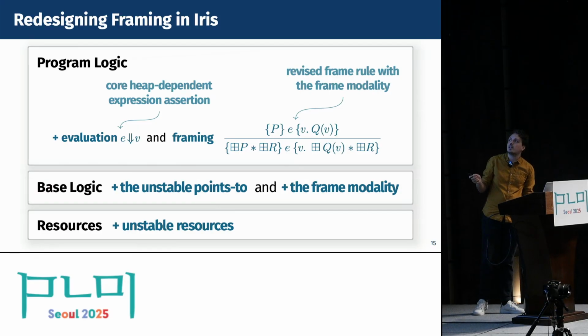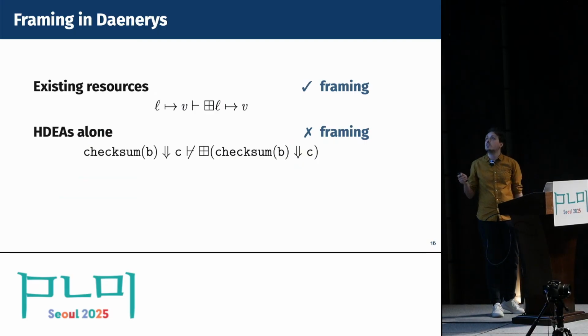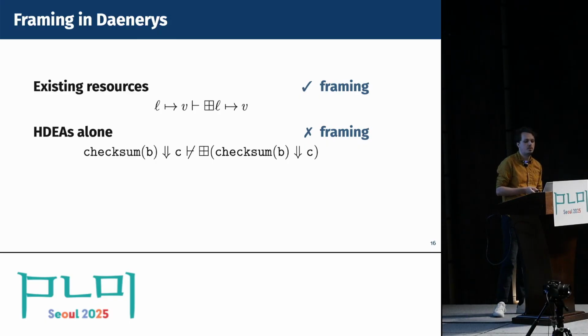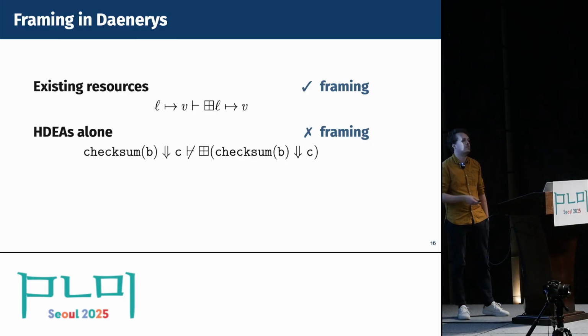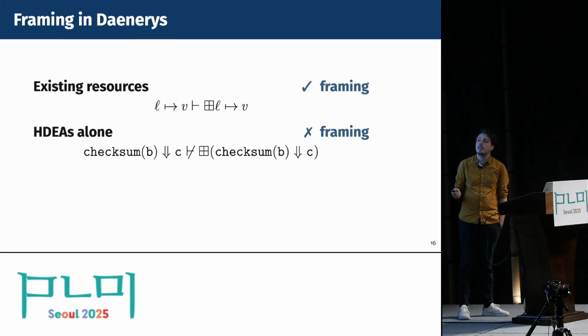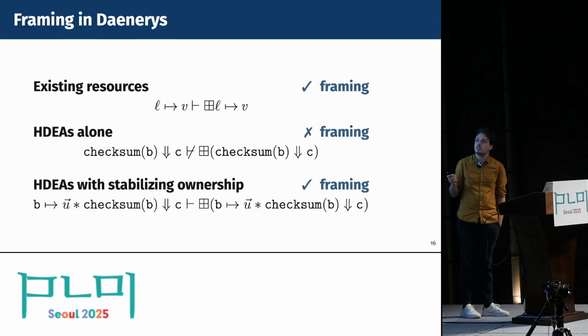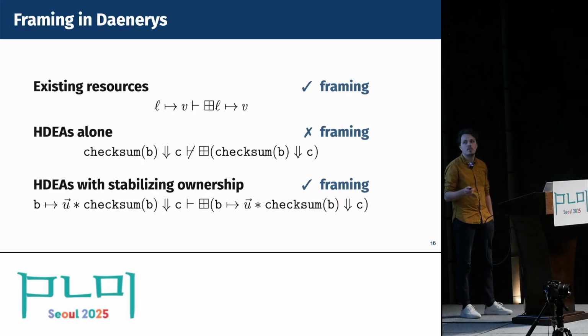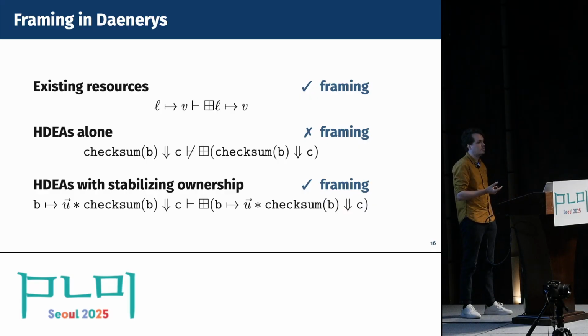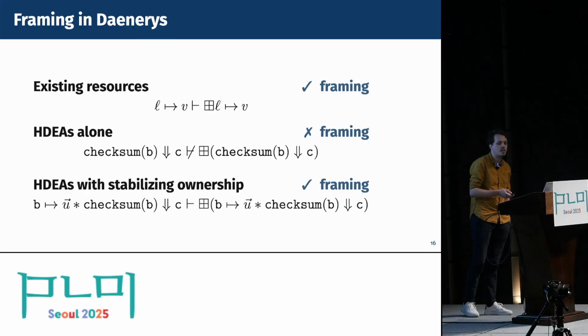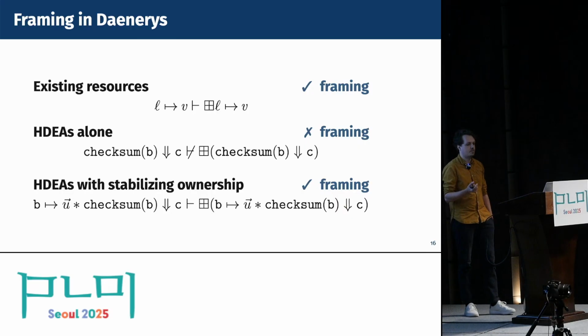I want to linger on that last point for just a second and explain how framing now works in Daenerys. For existing resources, such as points-to that carries ownership, we can just put them inside of a frame modality, which means we can arbitrarily frame them. Heap-dependent expression assertions alone cannot be framed. As we saw earlier, that would be unsound. But what we can do is, if we have a heap-dependent expression assertion, together with enough ownership to stabilize it, to make sure that its value will not change, then we can frame the two together.